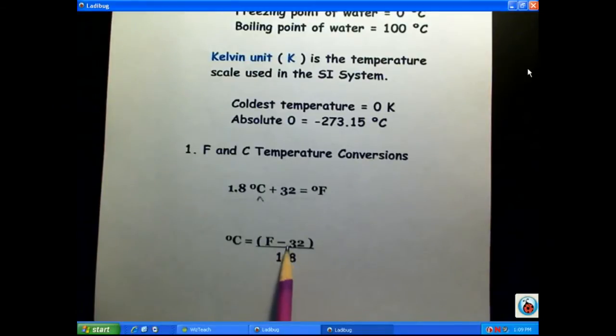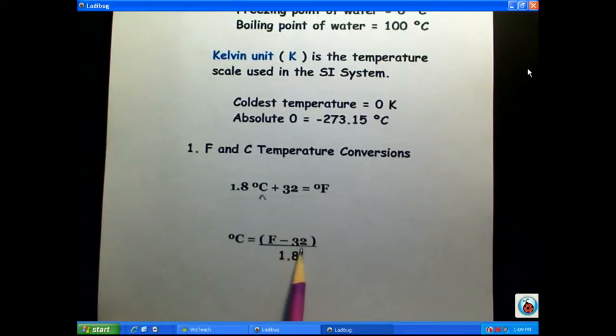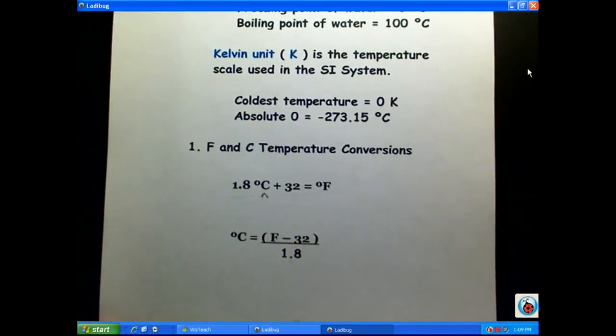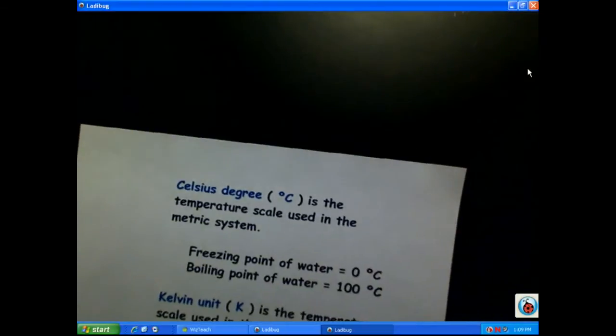The biggest thing about using these more advanced formulas is to remember your order of operations, so that anything that's done in parentheses is done first. So your subtraction would be done first, and then you divide by 1.8. So we'll go on to do an example.